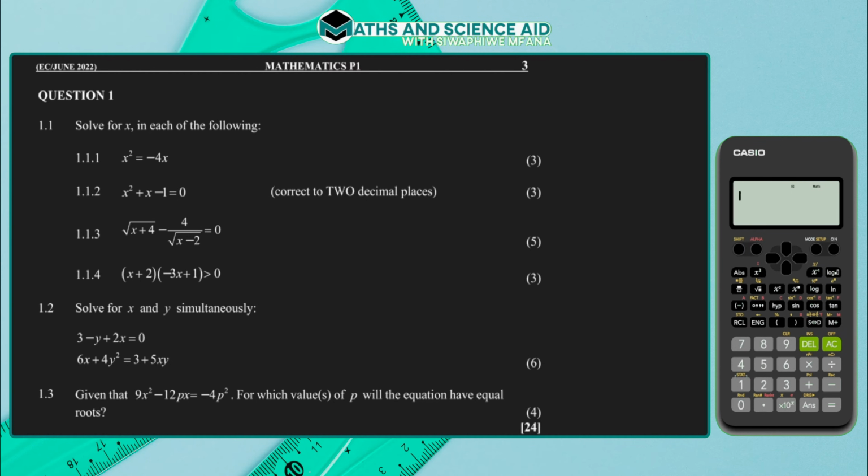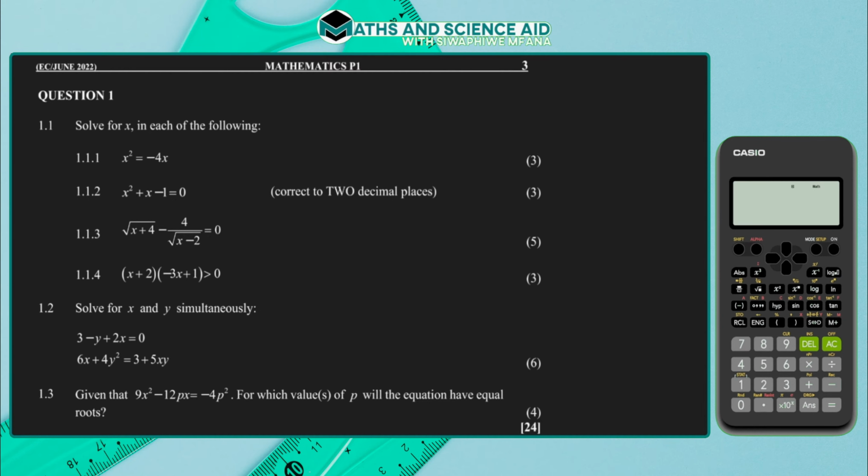As you should already know, in question 1, we deal with algebra, i.e. solving for x and solving for x and y simultaneously, and then usually a more interesting question which requires you to have a good understanding of algebra.